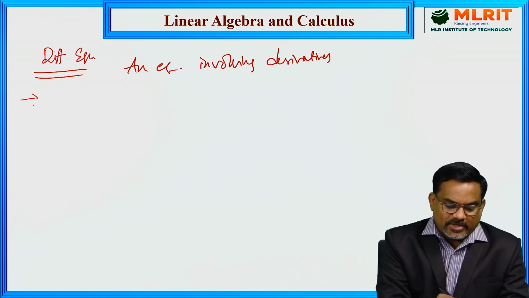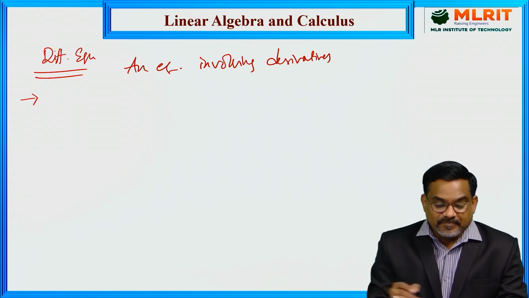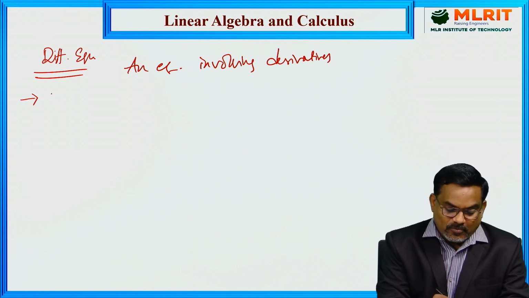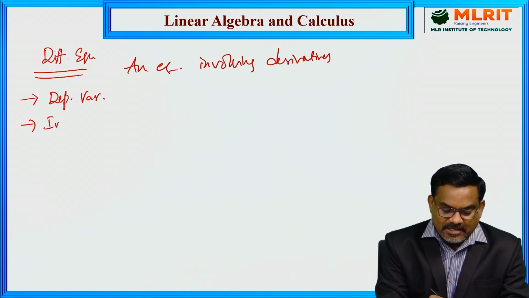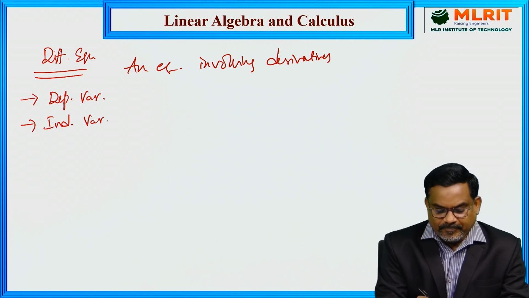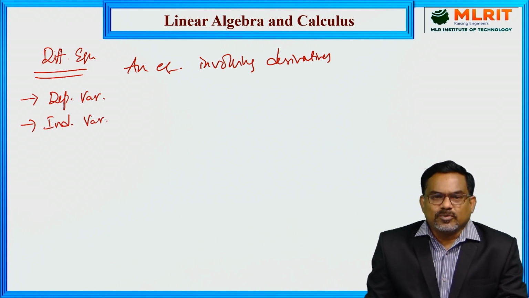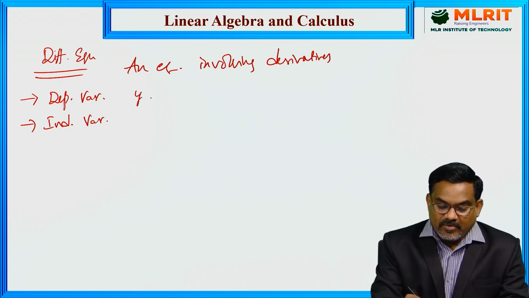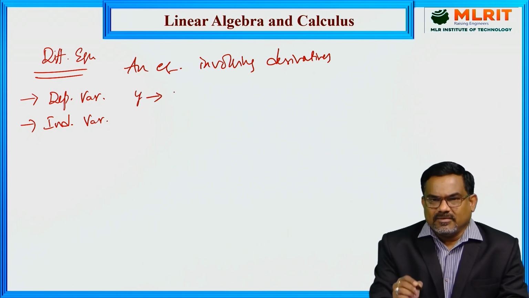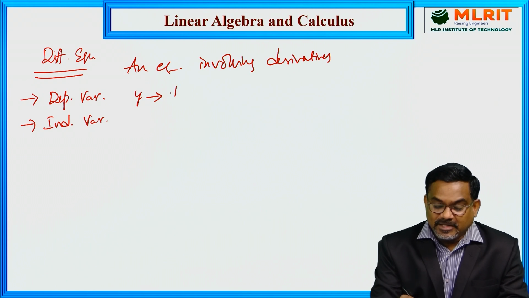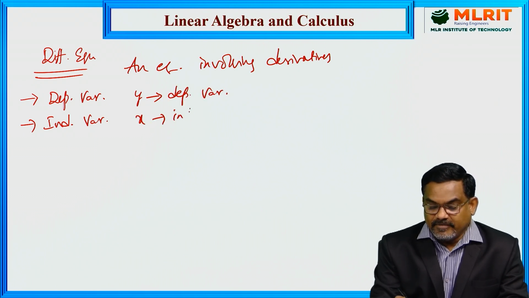To know about a derivative, first there are two types of variables. One is the dependent variable and the other is the independent variable. In general, we take y. Let us suppose y is the dependent variable and x is the independent variable.